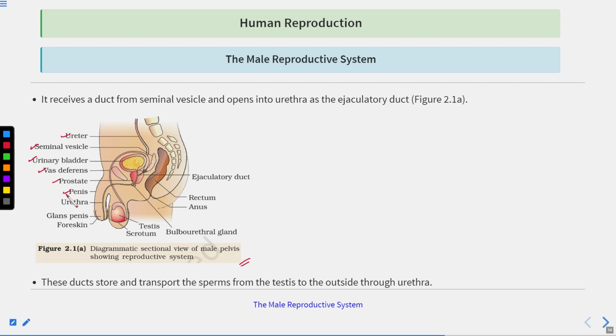This is the penis, which is the copulatory organ, which helps in the transfer of the sperms. Okay, it helps in the insemination process. Then here is the urethra. Then glans penis, foreskin, testis, scrotum, bulbourethral gland, rectum, anus, and ejaculatory duct.